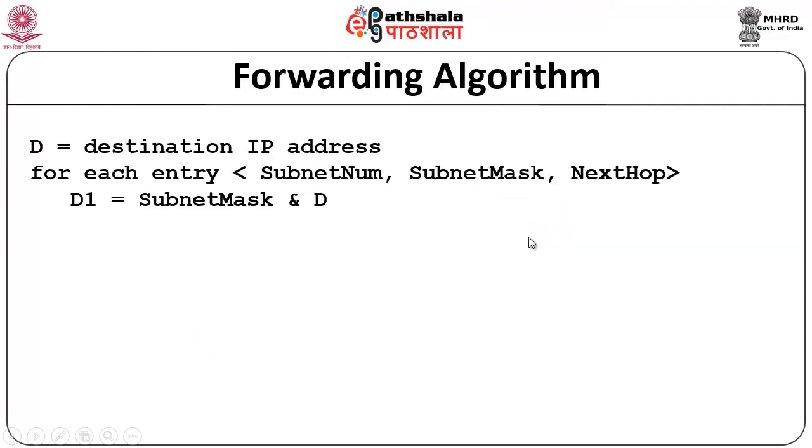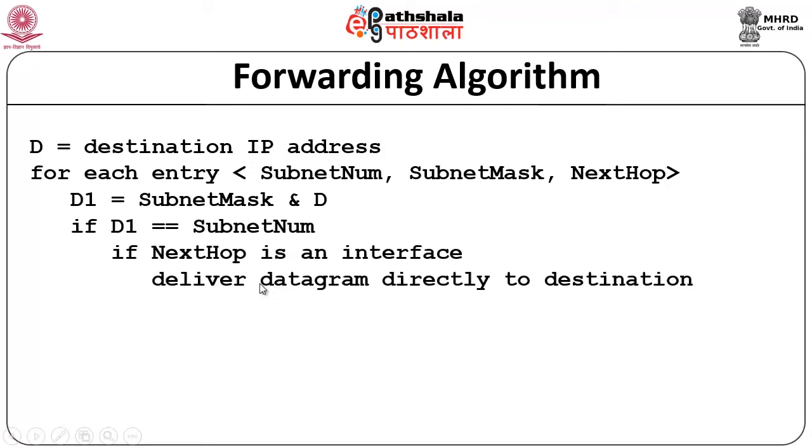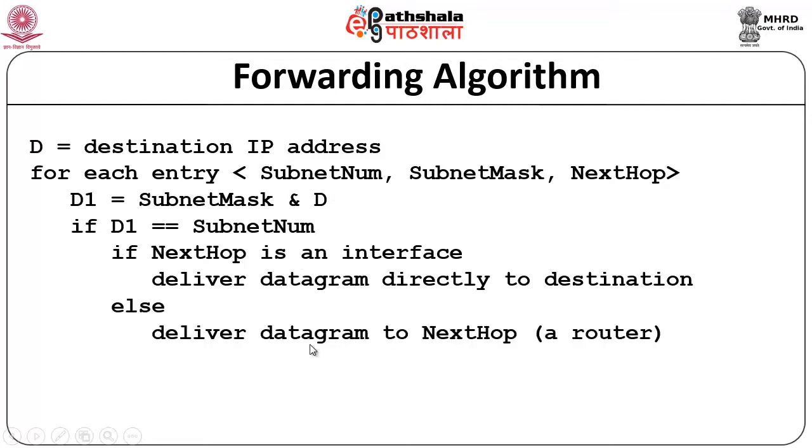Okay. Now if you look at the forwarding algorithm with this in place, you will see that pretty much whatever we talked about now is what will be done as part of the forwarding algorithm. If D is the destination IP address, what do we do? For each entry, you do an operation of ANDing the subnet mask with the destination address. So for each entry, which corresponds to a subnet mask, subnet number and the next hop, you calculate a D1, which is the subnet mask ANDed with D using the bitwise AND operation. Now if D1 is equal to the subnet number, and if the next hop is an interface, then you deliver directly to that destination. Else you deliver the datagram to the next hop, which could be a router. So this is basically what will happen.